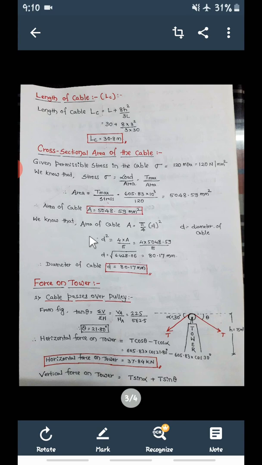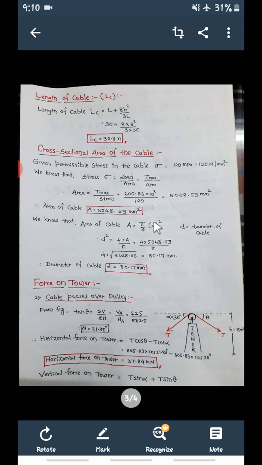We know that the area of the cable is equal to pi by 4 d square, since it is a round cable. Here small d is the diameter of the cable. So from this you can calculate d.